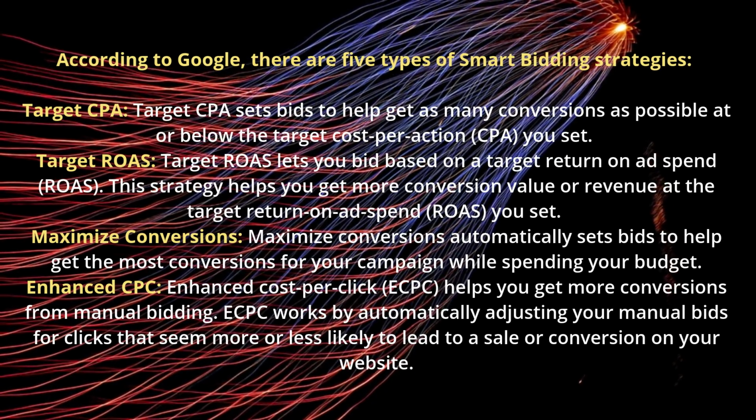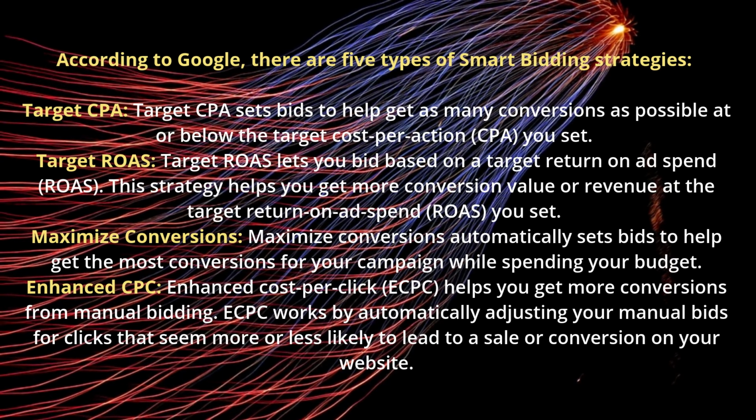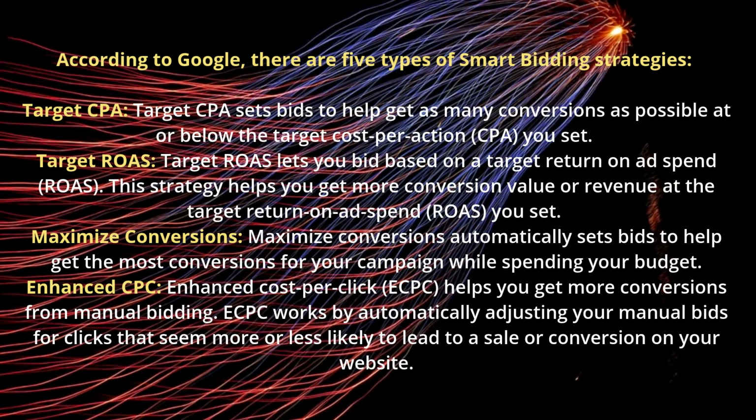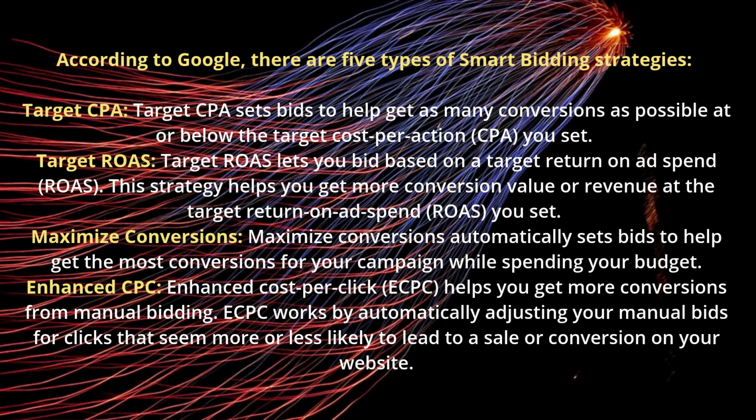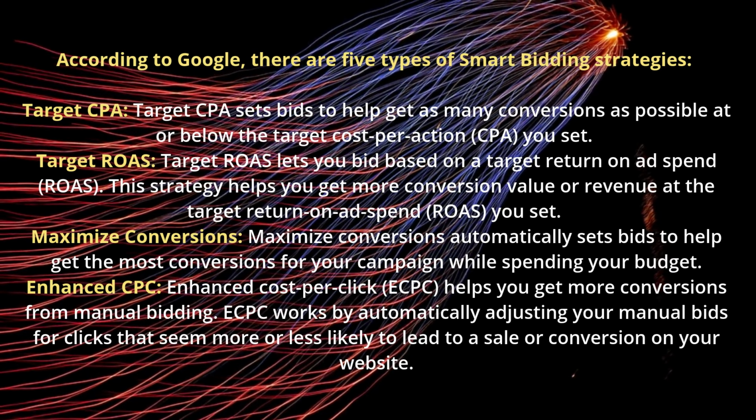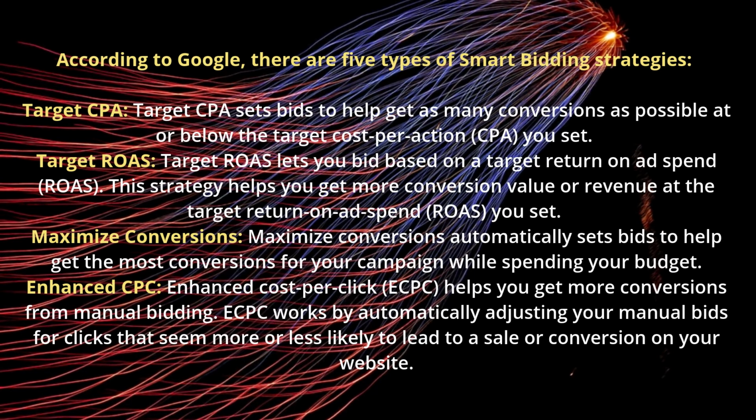Enhanced CPC, Enhanced Cost Per Click, ECPC, helps you get more conversions from manual bidding. ECPC works by automatically adjusting your manual bids for clicks that seem more or less likely to lead to a sale or conversion on your website.